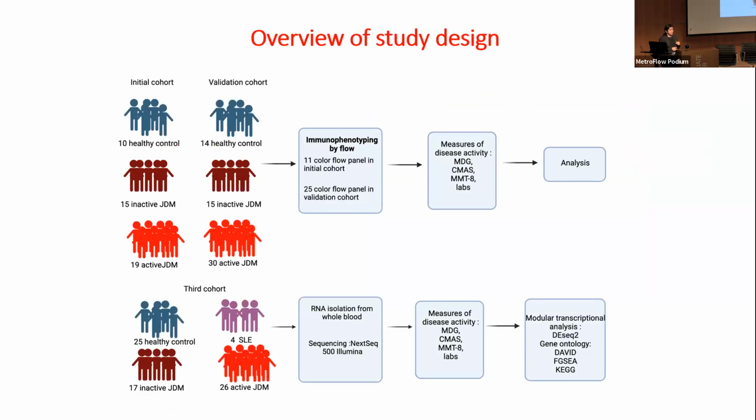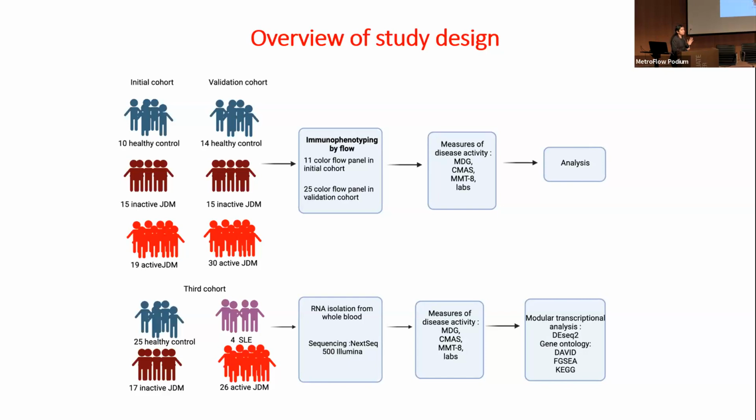This is the overview of the study. We had an initial cohort of JDM patients, and of course, here you have healthy controls in both the cohorts, and the main way we distinguished the patients was based on whether they were inactive or active JDM patients, and this was based on the clinical assessment of the physician for muscle activity. And this was subjective, of course, but any score above 0 for more than 2 years was classified as inactive patients. And so the initial panel for the initial cohort was only an 11 color panel.